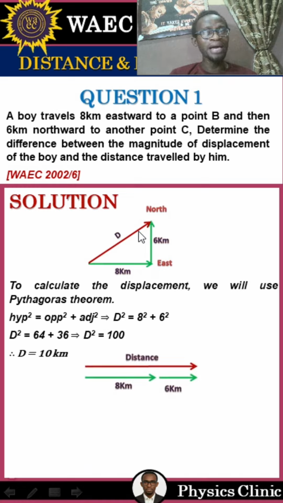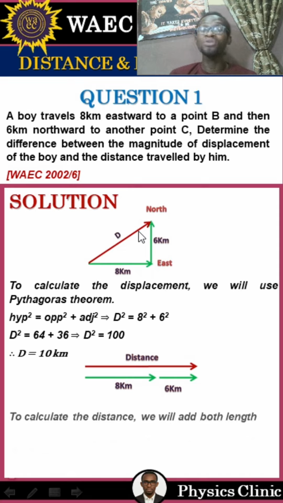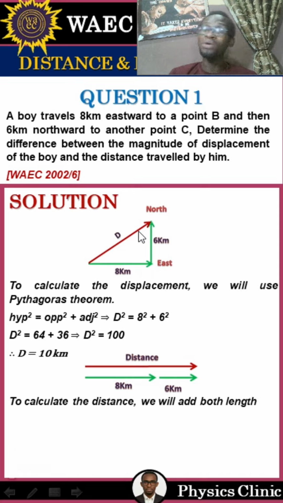Distance, on the other hand, considers the path that this boy took for his journey. Now this boy passed through two paths. The first one is 8 kilometers, and the other one is 6 kilometers. So what is the total distance he has covered? The addition of these two parts. So to calculate the total distance, we add both parts. That is 8 plus 6 to give us 14.